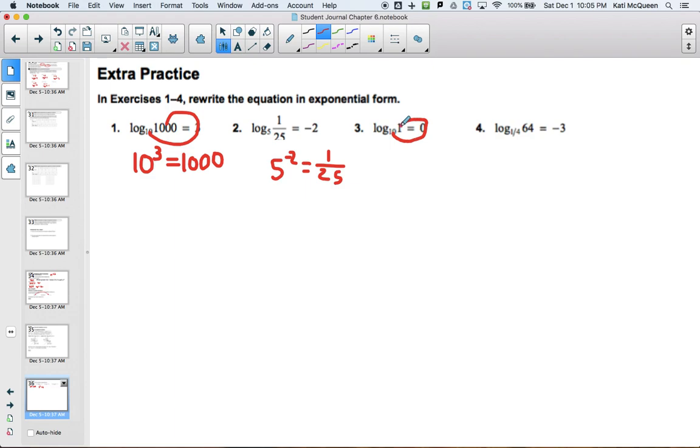Next one, so think about looping around here. 10 to the 0 power is 1. Anything to the 0 power is 1. So of course 10 to the 0 power is 1. And the last one here, I'm going to kind of loop around. So I have 1/4 to the power of, and I like to put fractions in parentheses here, negative 3 equals 64. So I know a negative exponent flips my fractions, so this would flip this to make it just 4, and I know 4 to the third is 64.